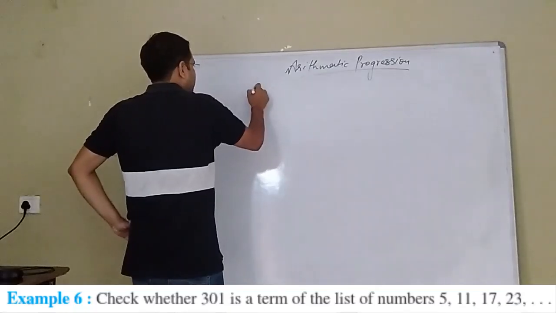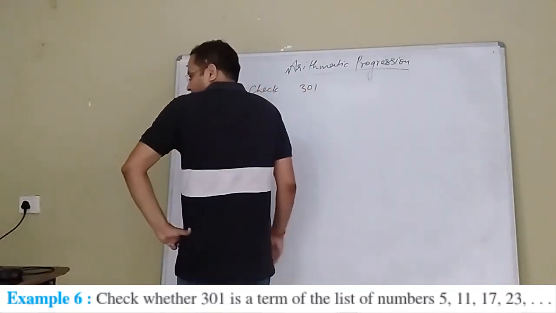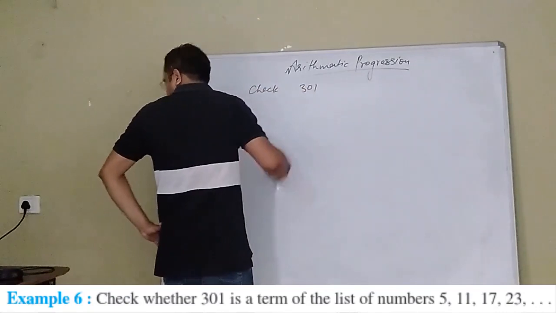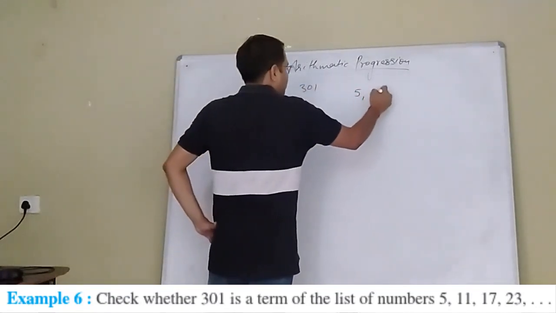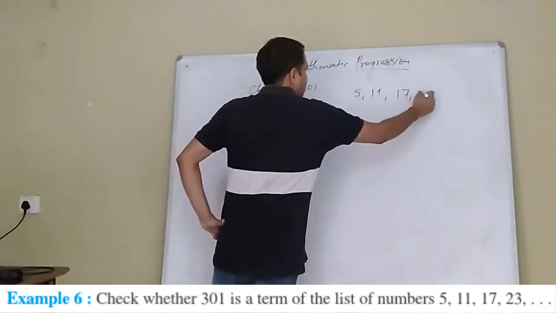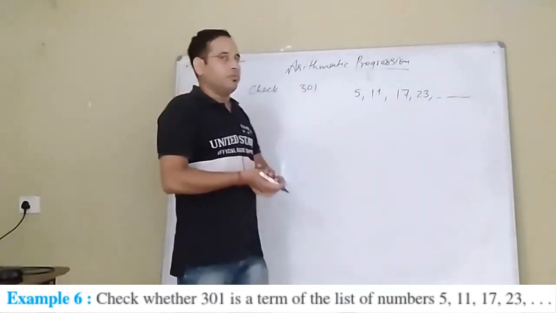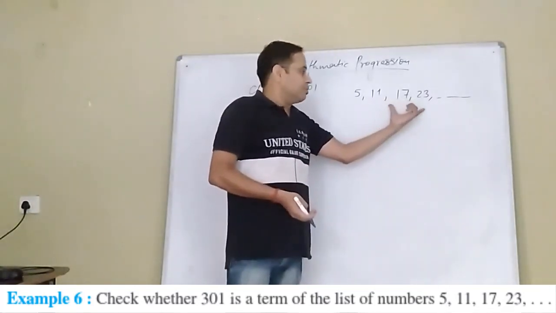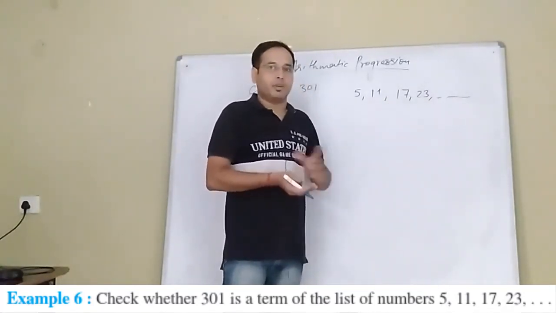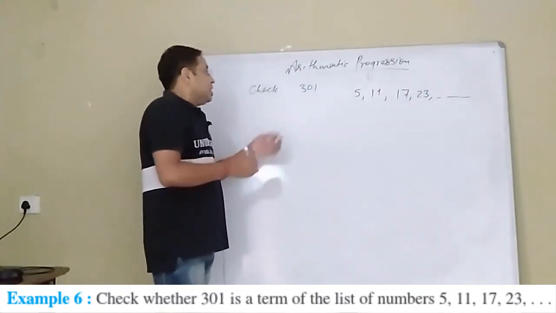ओके, check whether 301 is the term of this AP 5, 11, 17, 23, and so on. So we need to check whether 301 is the term of this given arithmetic progression. है ना? तो इसको कैसे चेक करेंगे? देखो बहुत ध्यान से समझिए.